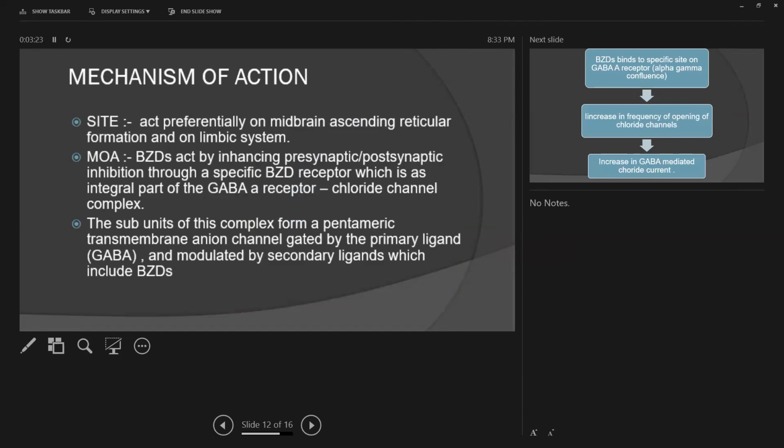Benzodiazepines act by enhancing presynaptic and postsynaptic inhibition through a specific benzodiazepine receptor, which is an integral part of the GABA-A receptor chloride channel complex. The subunits of this complex form a pentameric transmembrane anion channel gated by the primary ligand GABA and modulated by secondary ligands, which include benzodiazepines.